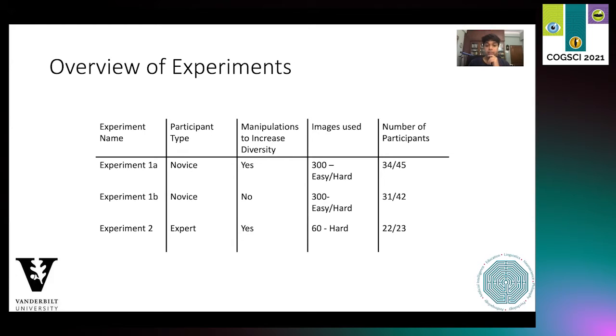In experiment 2 with experts, we have only 60 images, and it is similar to experiment 1A. So we have the manipulations to increase diversity. And the number of expert participants that we finally used was lesser than novice participants.